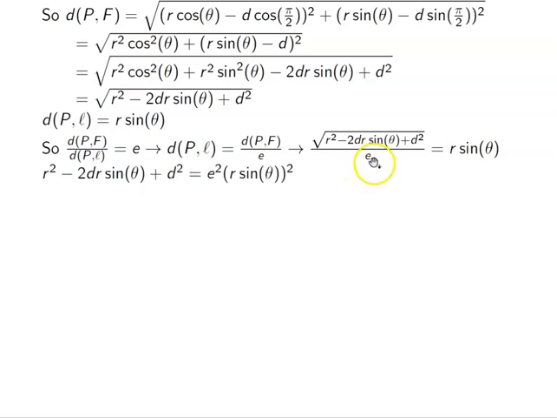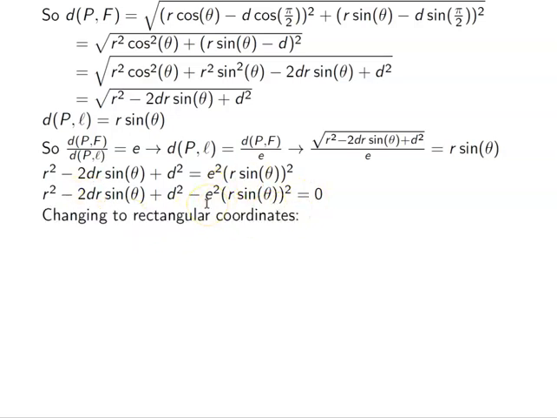And so now we can start to solve. So I multiply both sides times e, and then I square both sides to get rid of this square root. Okay, so that's why I have an e squared, r sine theta squared here. And then now I can start to expand these things. Okay, so I'm trying to get this distance. It would be nice to have everything in terms of r. Okay, so let's go ahead and zero this out. And I'm going to change to rectangular coordinates. So I changed into polar coordinates, did some math, and then we're changing back into rectangular coordinates.